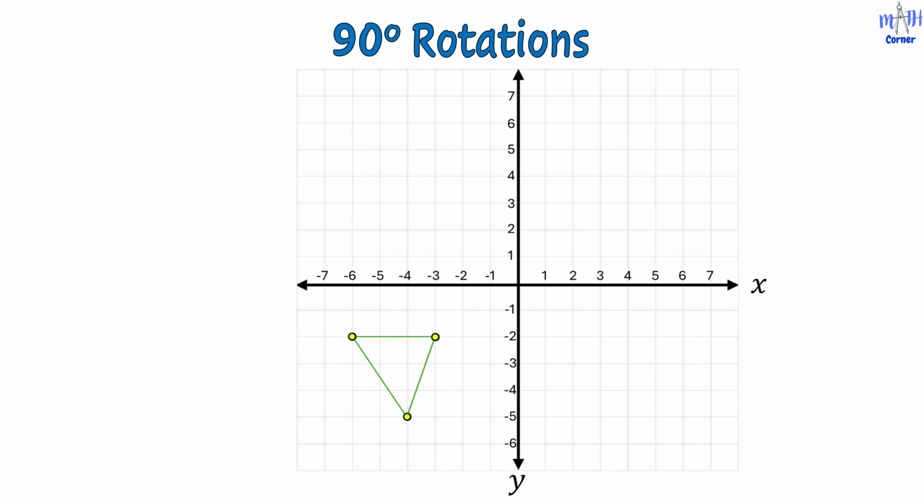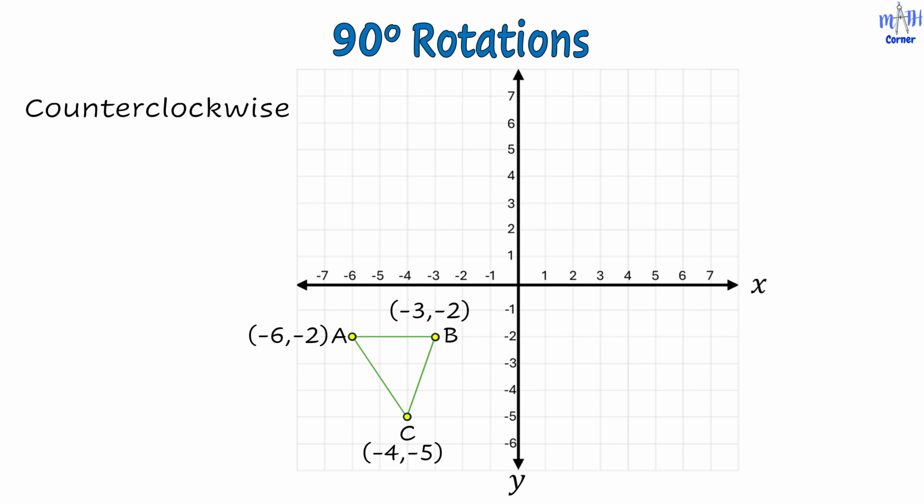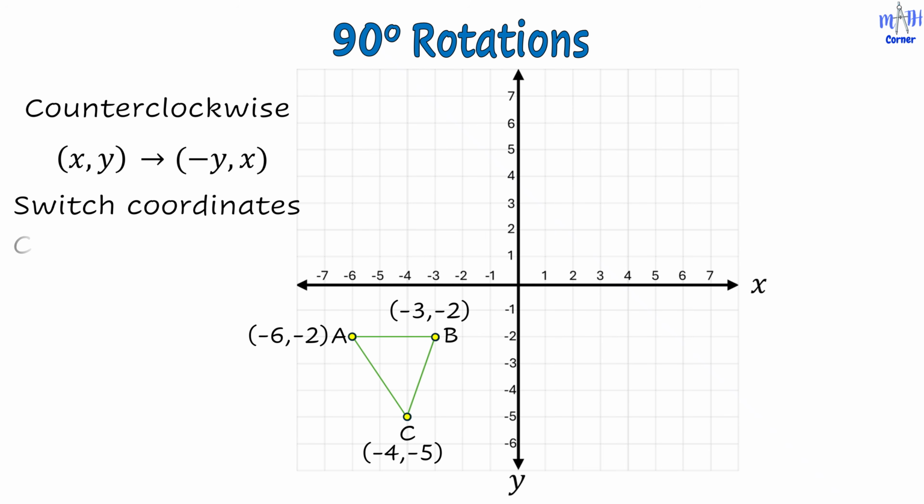Let's rotate this triangle 90 degrees counterclockwise. The points are A at (-6, -2), B at (-3, -2), and C at (-4, -5). Now let's rotate it. For a 90-degree counterclockwise rotation, the rule is this. Point (x, y) becomes (-y, x). That means we will switch the coordinates, and we will change the sign of the new x.